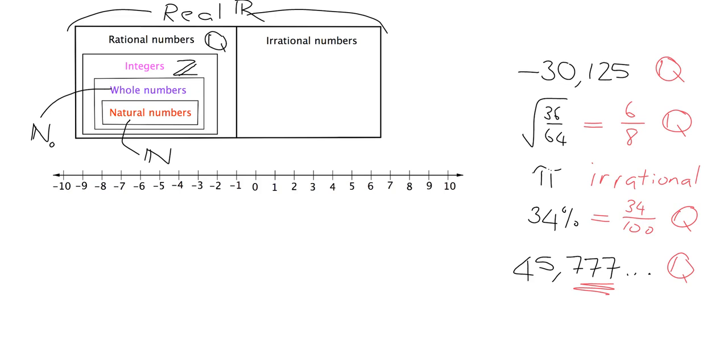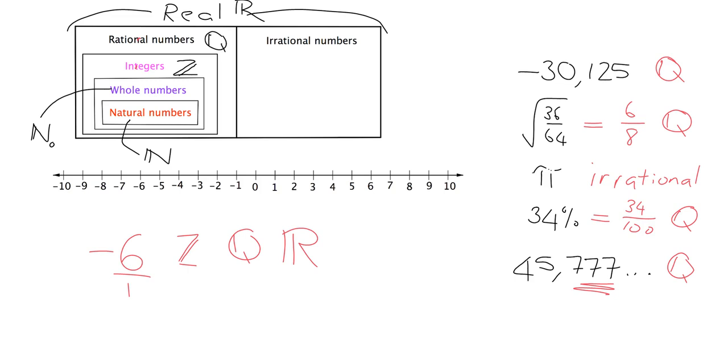Okay, and then let me just check that we've all got this straight. If I asked you where negative 6 fits in, hopefully you'd easily be able to tell me straight away that it is an integer. But you also know that because it's an integer, any integer is a rational number. So it is also a rational number. Why is it rational? Because you can write it as a fraction. And if it's a rational number, it's also a real number.